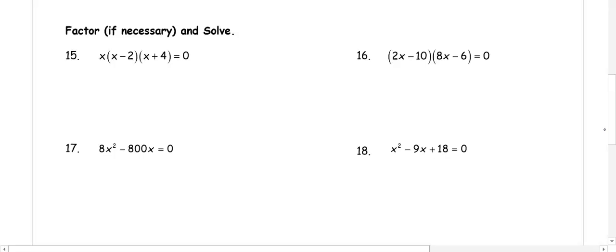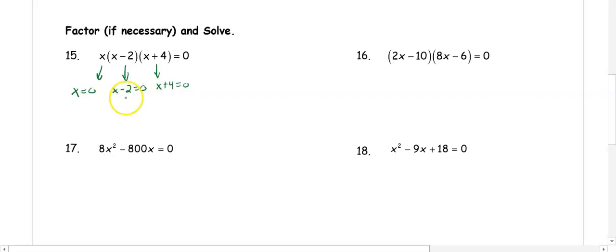Factor if necessary and solve. So when we look at these problems and we are factoring, we want to solve for x. So 15 and 16 are already in factored form. So we're just going to take every x we see and set it equal to 0. So x equals 0, x minus 2 equals 0, and x plus 4 equals 0.